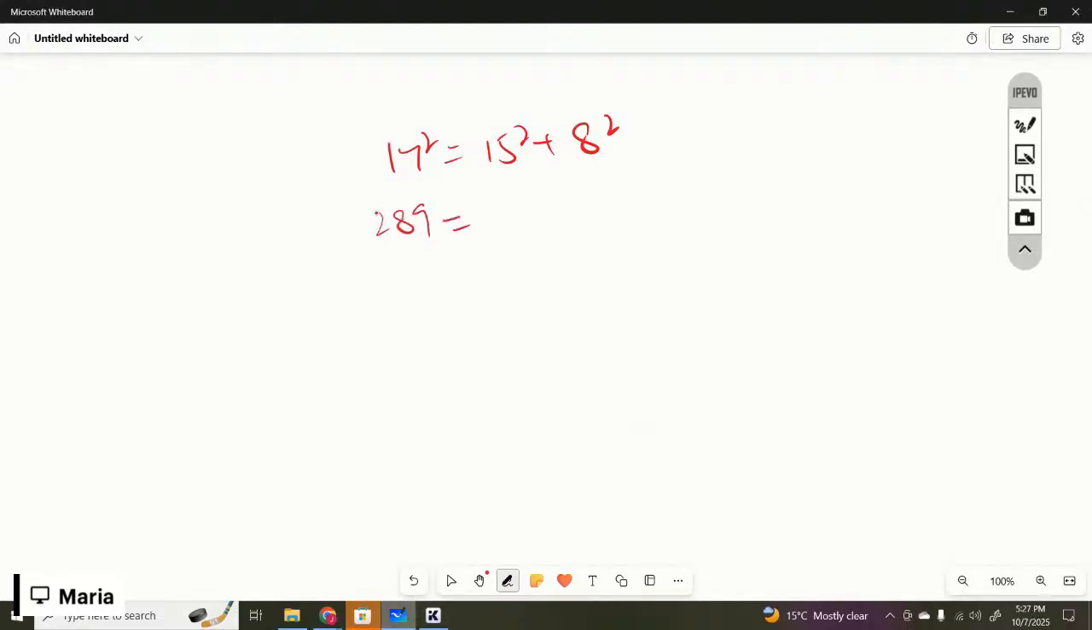17 square is 289. 225 plus 64 is 289. So both sides are exactly equal. That means the measurements 17, 15, and 8 are of a right triangle. Got it? The correct option is yes, it is a right triangle.